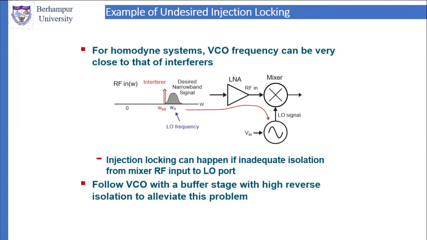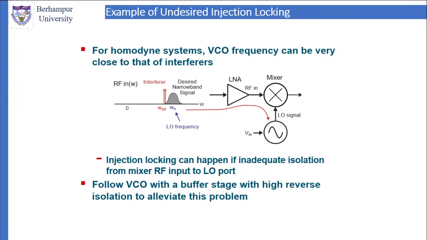Example of undesired injection locking. Consider a homodyne system instead of a heterodyne system. The VCO frequency can be very close to that of the interferers. If the VCO frequency is very close to that of the interferers, you can see in the figure that omega interferer is very close to omega 0.